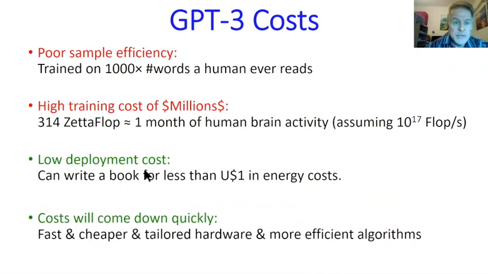I also mentioned it's super expensive to train: it's 300 zettaflops. I think that's the first time I use zetta, which comes after exa. I converted that; that's about 1 month of human brain activity, if you assume a standard 10 to the 17 flops for a human brain. So we're getting into the human regime. But the sample efficiency is also terrible. It was trained on 1,000 times the words a human ever reads. But deployment is super cheap. Anyway, I'm not worried about the cost, because computers get cheaper, with tailored hardware and more efficient algorithms. So this will come down naturally pretty quickly.